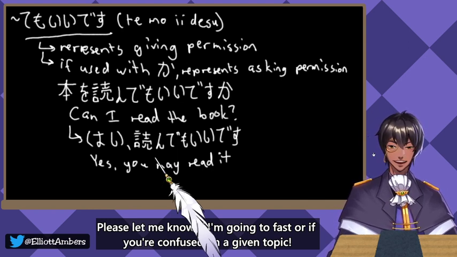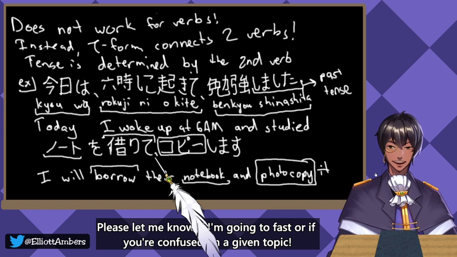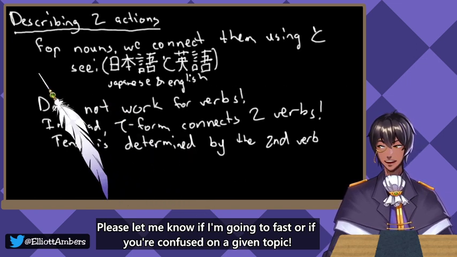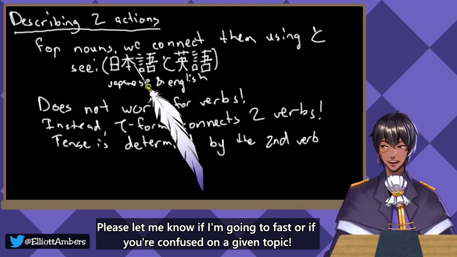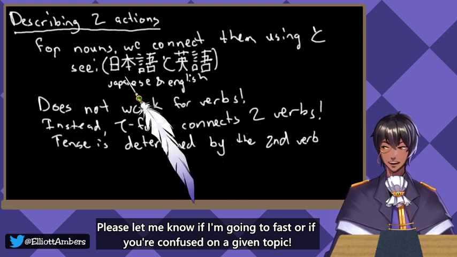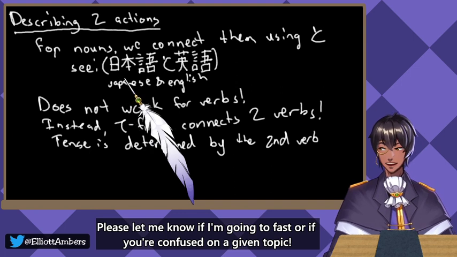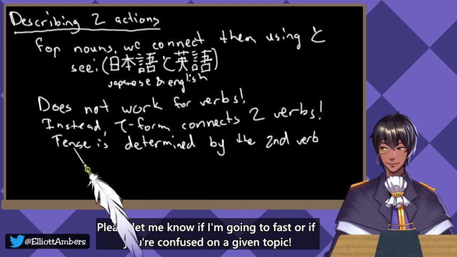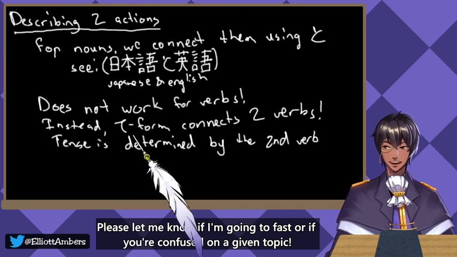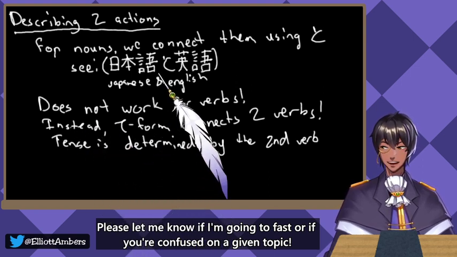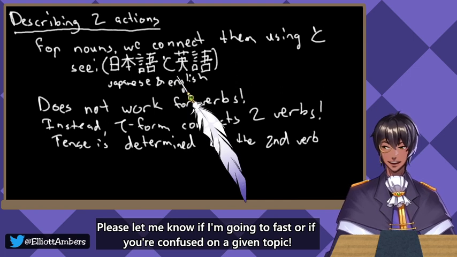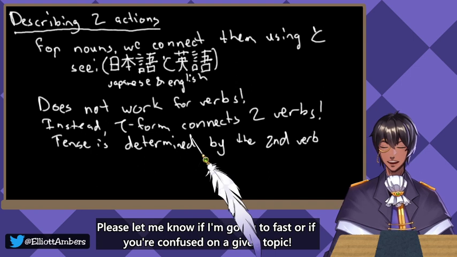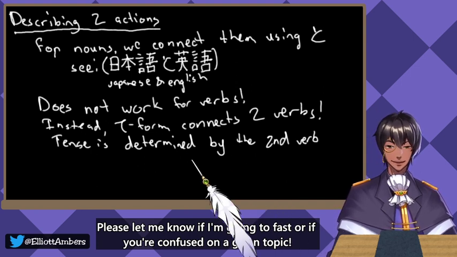But the other thing that we talked about was connecting verbs, describing two things. In the past, we used the particle to describe two things, to attach two things together. Nihongo to eigo, Japanese and English. But we can't combine two verbs using that same particle, because again, they're different parts of speech, so they have their own properties. Instead, we use te form to connect two verbs, similar to this.